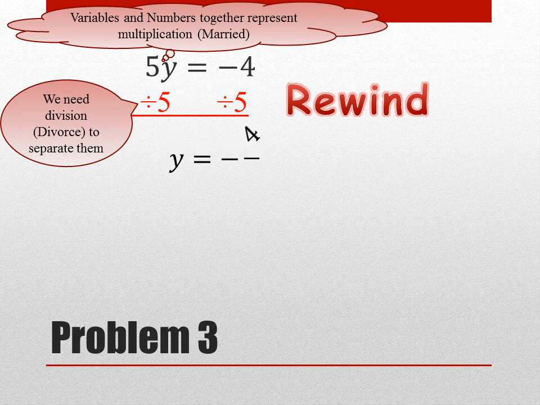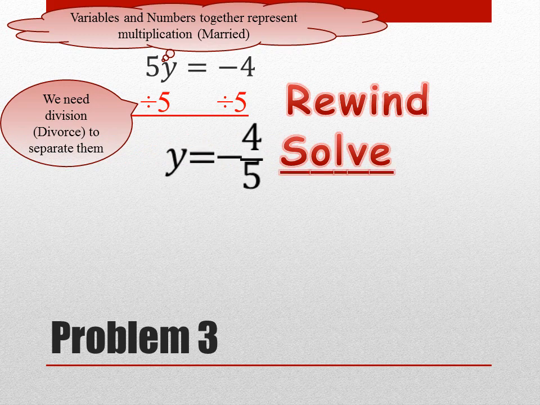So the 5's cancel out. I'm left with y equals negative 4 over 5. Since I have y isolated, everything else on the other side of the equal sign is the value of y. So that was my solve stage. I've just solved this equation.